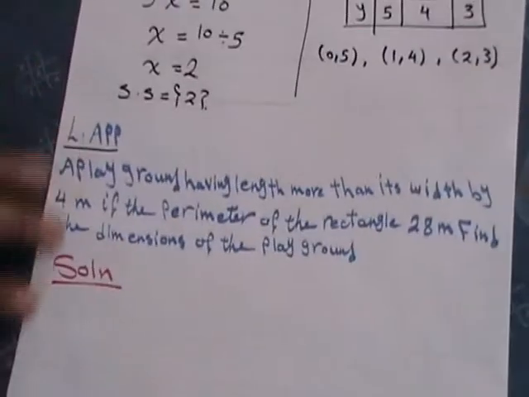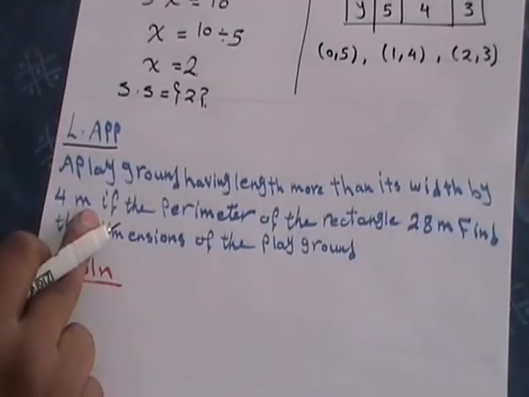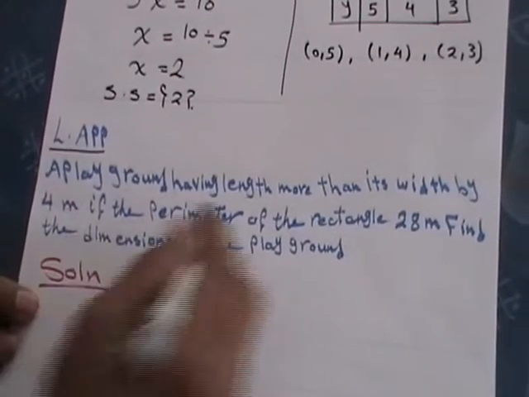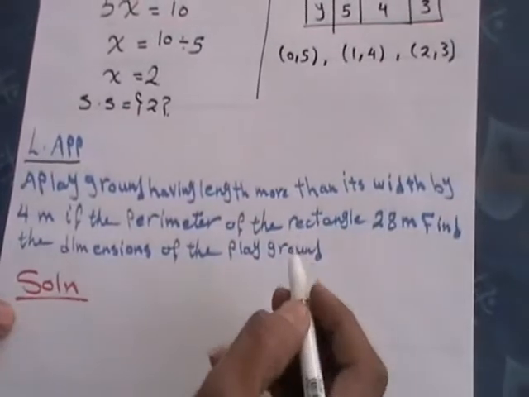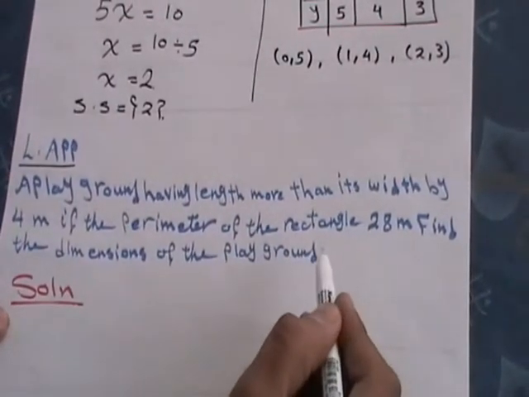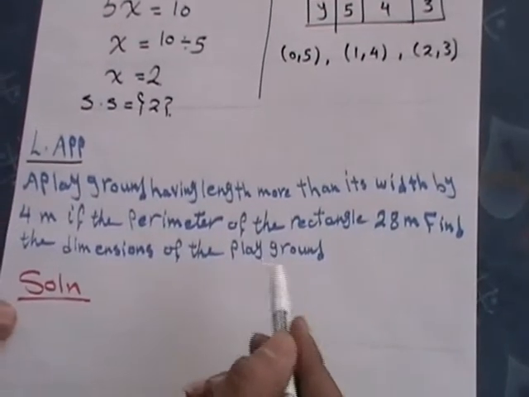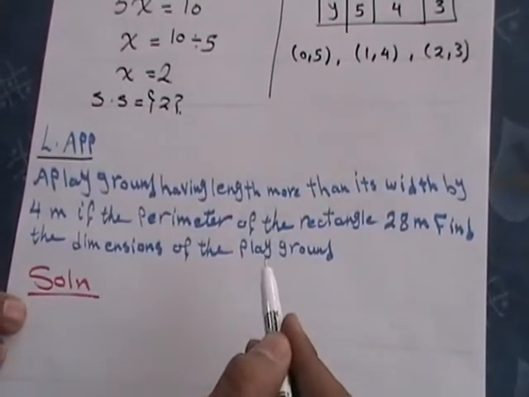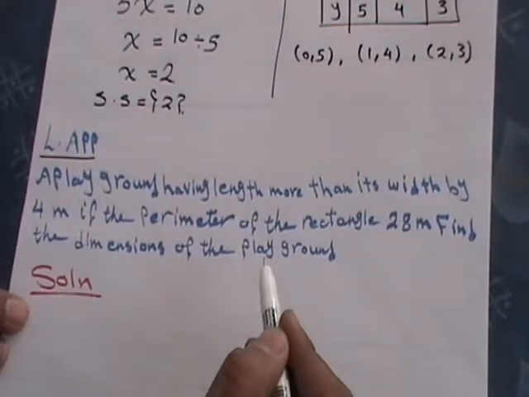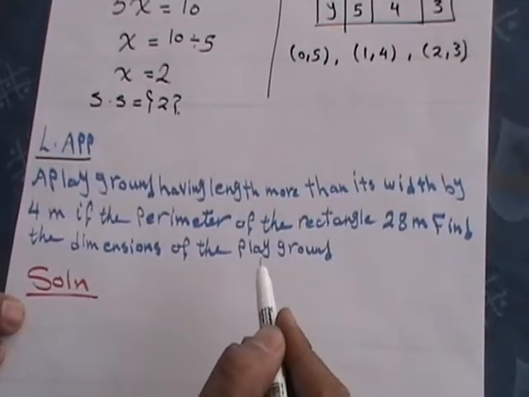Let's see the first example. I have a playground whose length is more than its width by 4 meters. If the perimeter of the playground is 28 meters, because the playground is in the shape of a rectangle, find the dimensions of the playground.